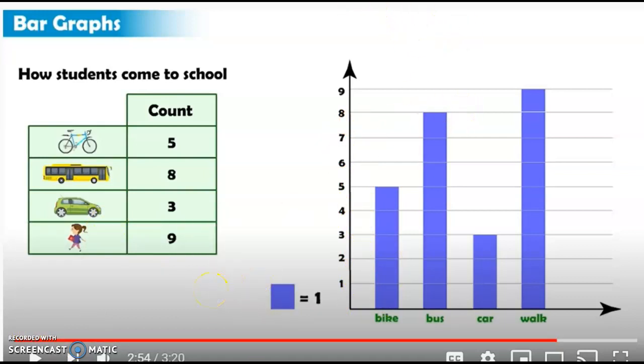And the other thing that's missing is title. You've got to have a title, and the title might be something like how students from room such and such come to school, whichever room it is. So if we were doing that one where Anne was asking about what's your favourite colour, she would say favourite colour of students in whatever class it is. Hopefully that will give you a good explanation of bar graphs.